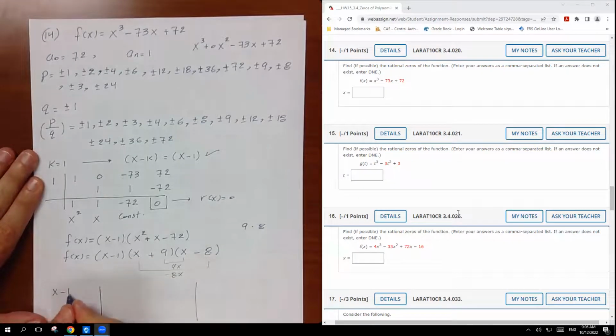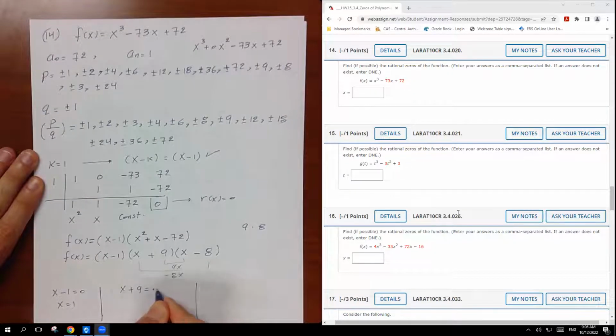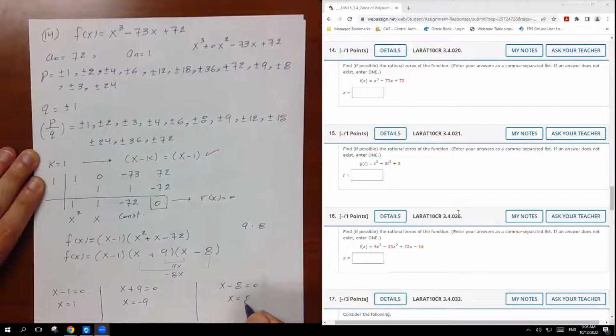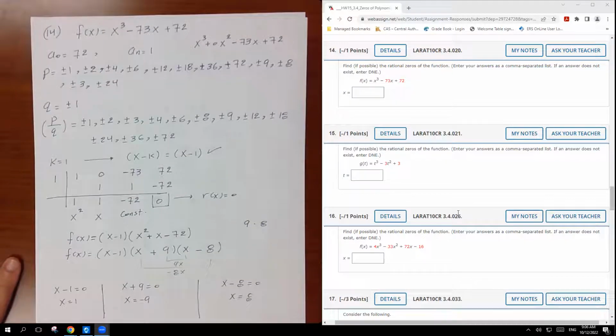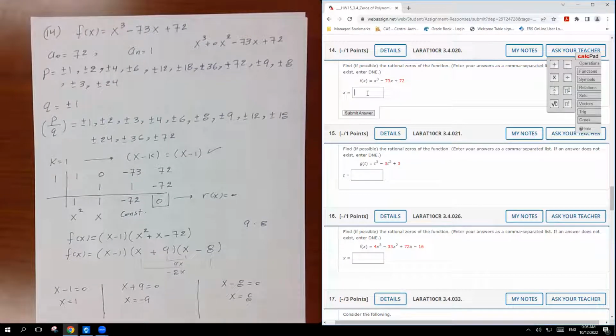So x minus 1 equals 0. That means x equals 1. And x plus 9 equals 0. So x is going to be equal -9, and x minus 8 equals 0. That means x is going to be equal 8. So we have 3 actual zeros for this polynomial function, which is 1, comma, -9, comma, and 8.